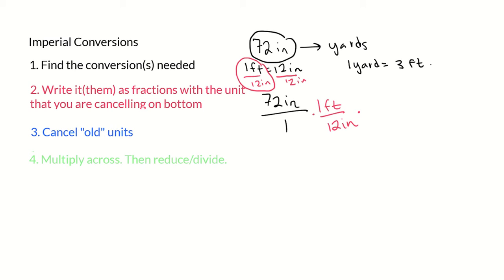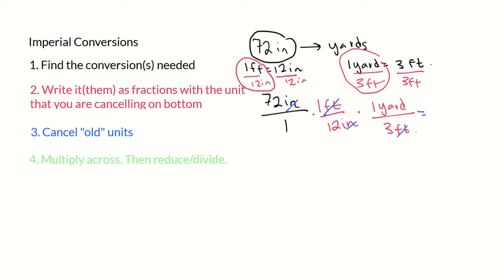But now we need to cancel out feet. Feet are on the top right now, so we need feet on the bottom. So in this second conversion, we're going to divide by 3 feet so that we get the conversion fraction 1 yard over 3 feet. Then we'll cancel the old units. So we have inches on the top and the bottom, cancel. We have feet on the top and the bottom, cancel.